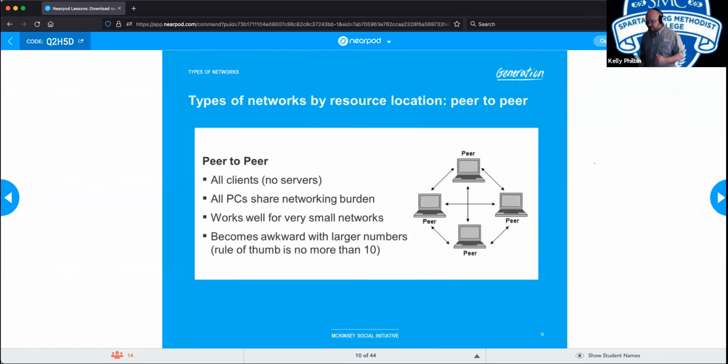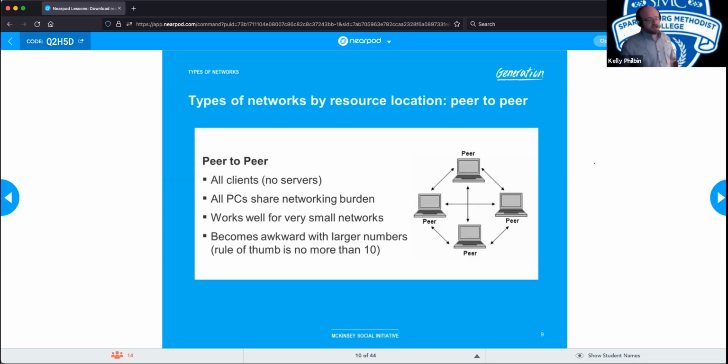Now, based off of resource location, one that we need to be aware of is called a peer-to-peer network. There is no centralized server. There is no centralized set of resources. In this scenario, at certain times, one may be the server, one may be the client, and that may change over time. In this particular scenario, there is no specified server. All the computers share the networking burden themselves, amongst each other.